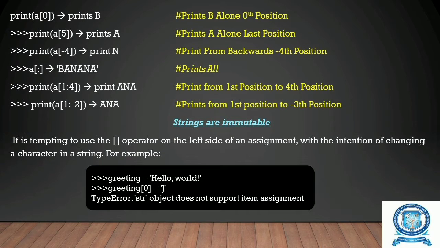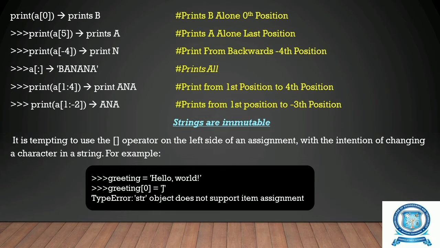Okay, so when we print a of 5, it retrieves the value at index 5. So we have 'a' at that index, so it retrieves that in the second statement. So print a of -4: at -4 we have capital N, so that will be retrieved. Okay, so consider this example, a of colon.